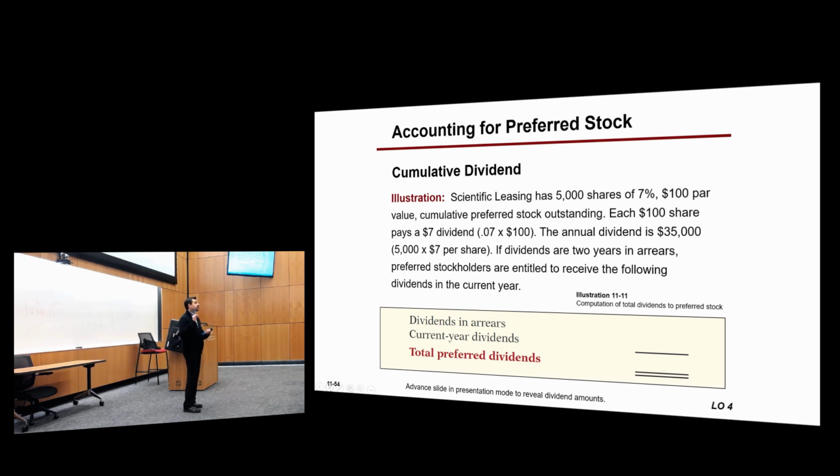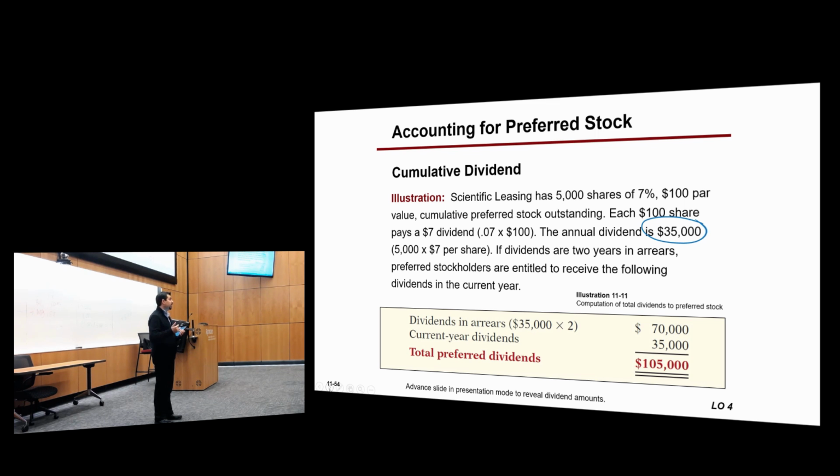Remember, 2 years in arrears means there were 2 years where those preferred stocks did not receive the annual dividend of $35,000. So because they have 2 years in arrears, it will be what? $70,000 for the past. For this year, it's $35,000 as well. So how much do they actually get? It will be $105,000.